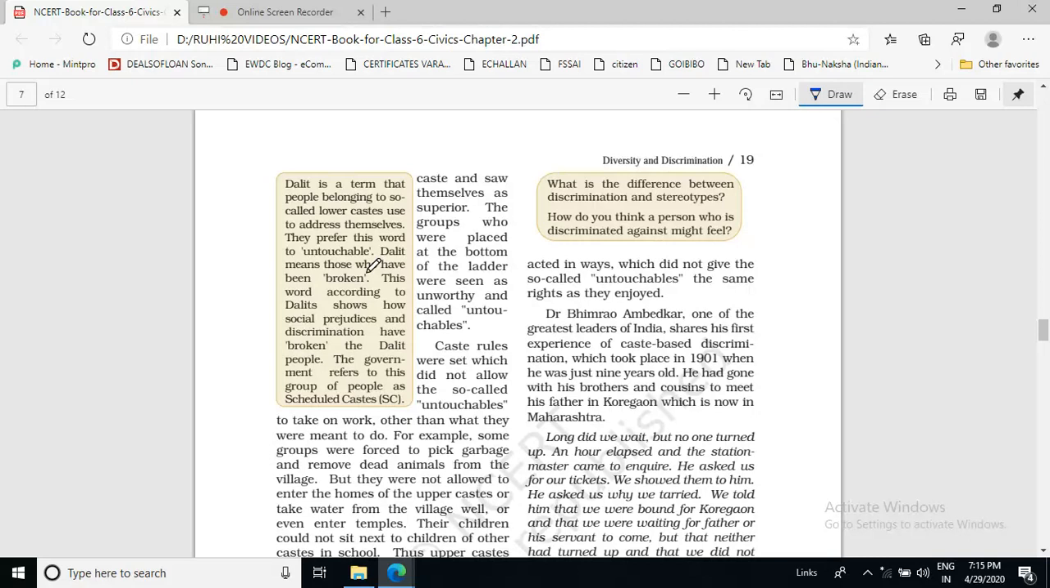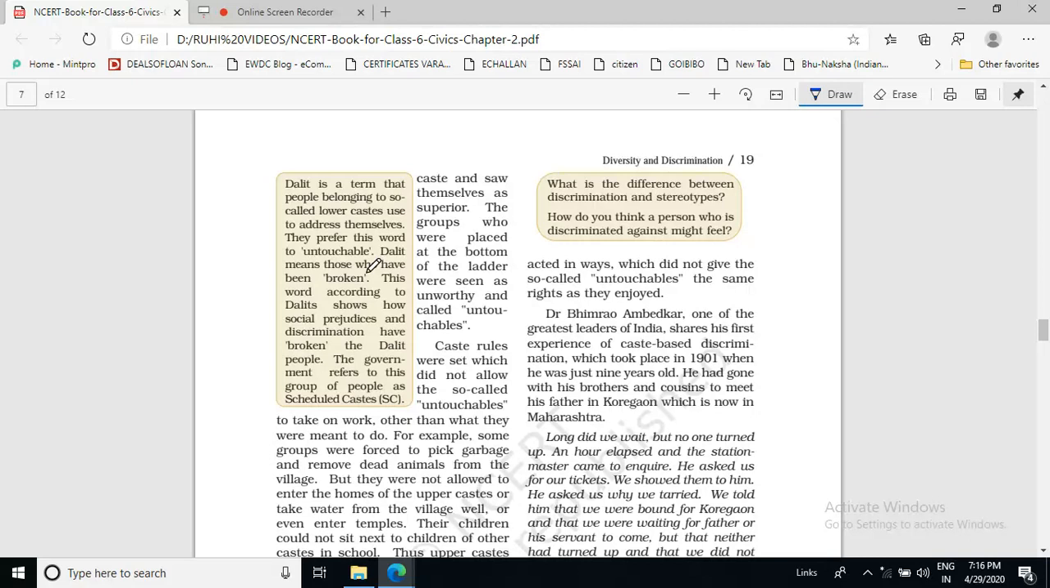ठीक है, तो इस सोसाइटी के जो अपर कास्ट के पीपल थे, those upper caste people have broken the Dalits. ठीक है, this word according to Dalit shows how social prejudices and discrimination have broken the Dalit people. These prejudices, this discrimination, this caste system did not allow the Dalit people to grow in a proper manner. These Varna system has broken the people belonging to the Dalit community. So they prefer to call themselves Dalit.